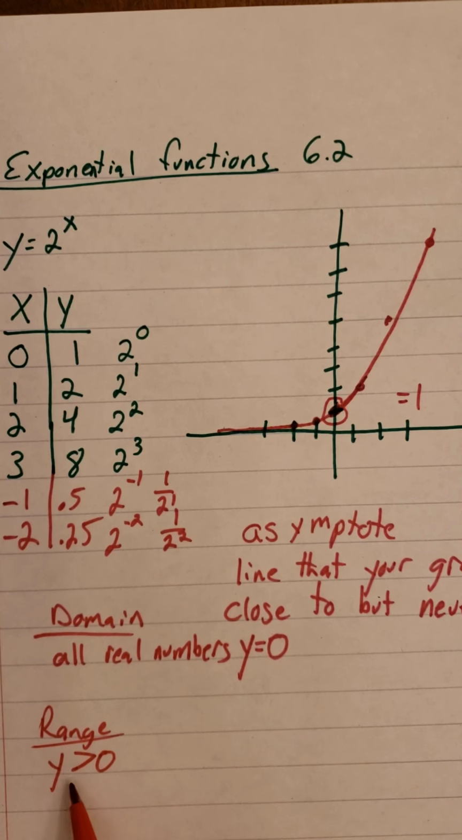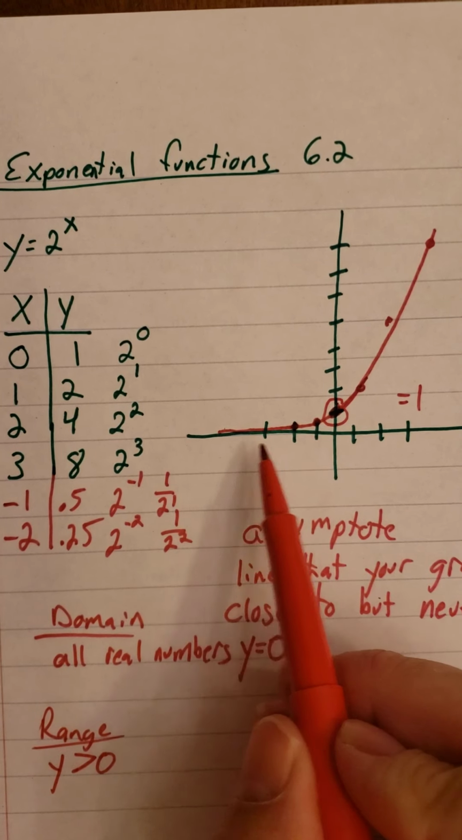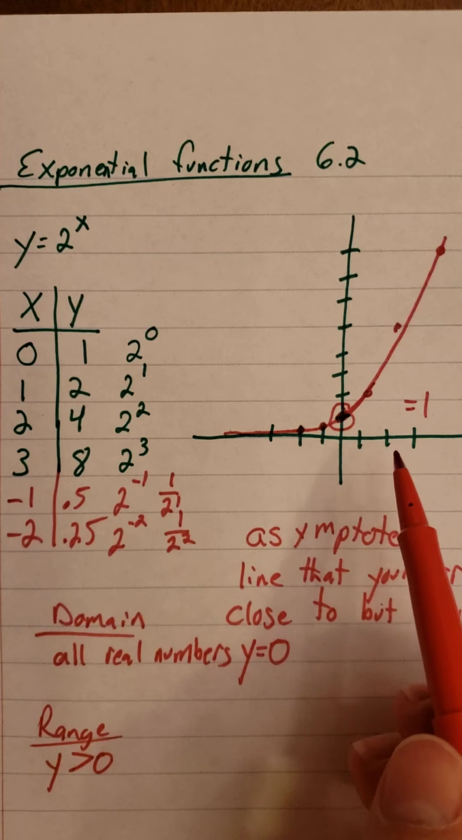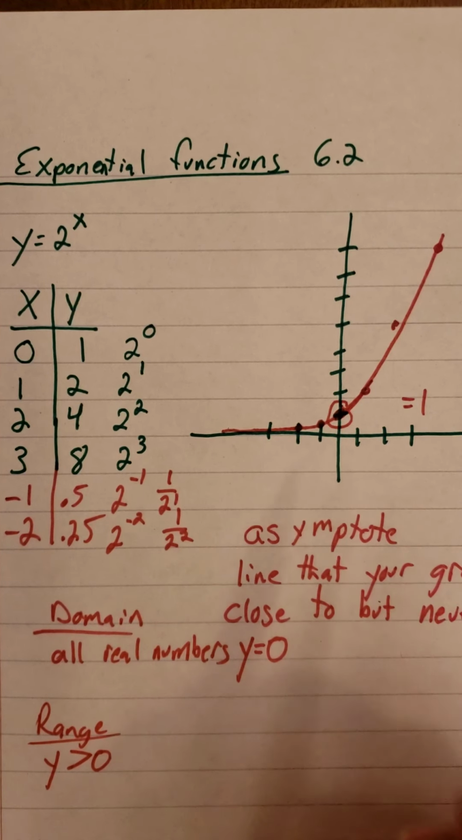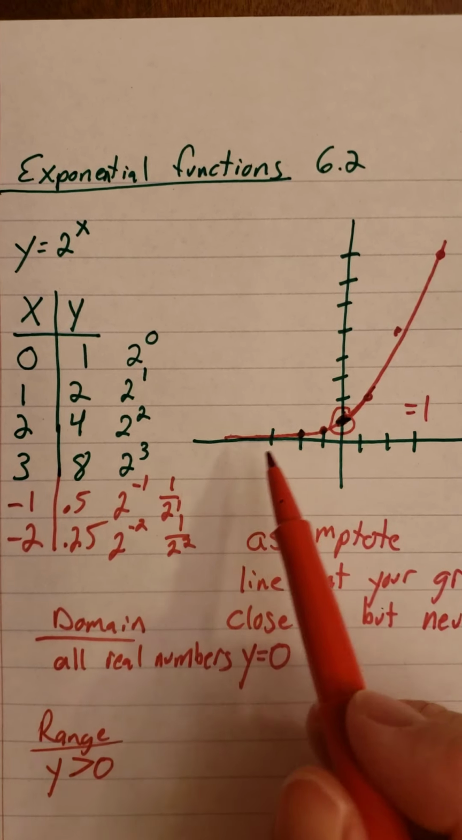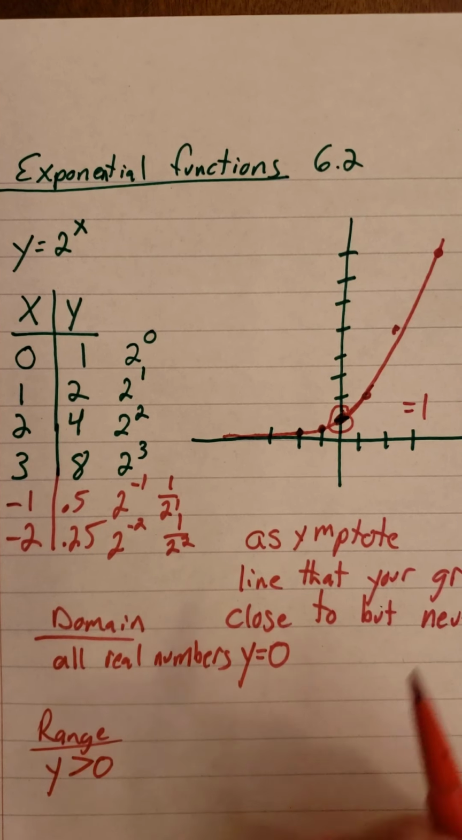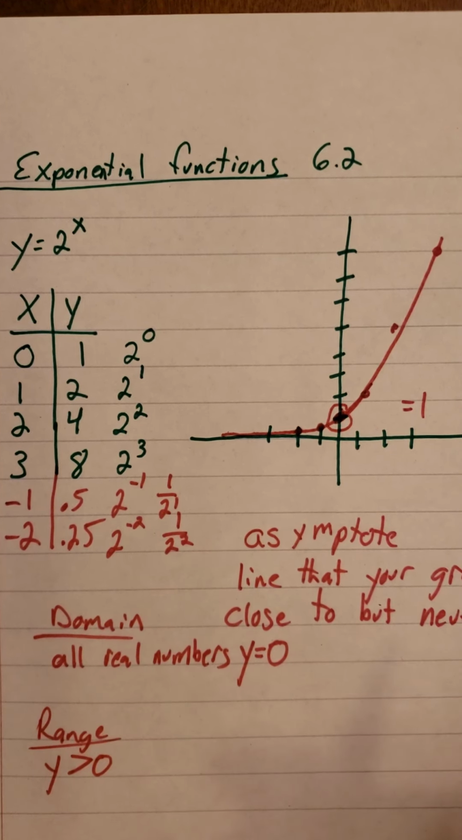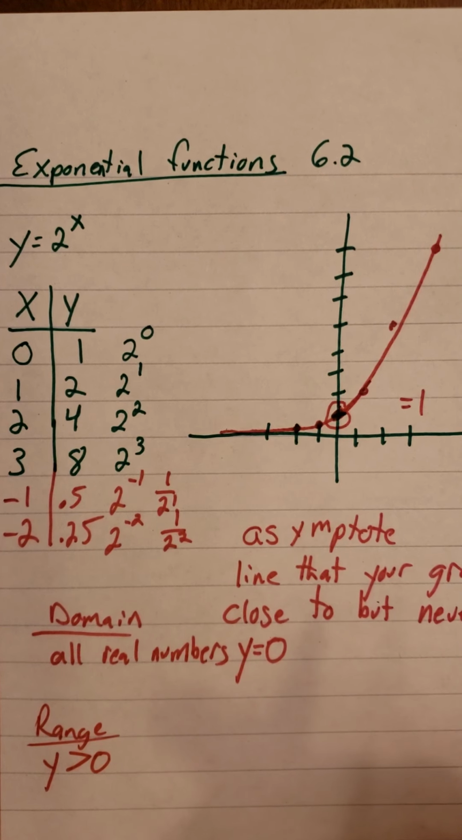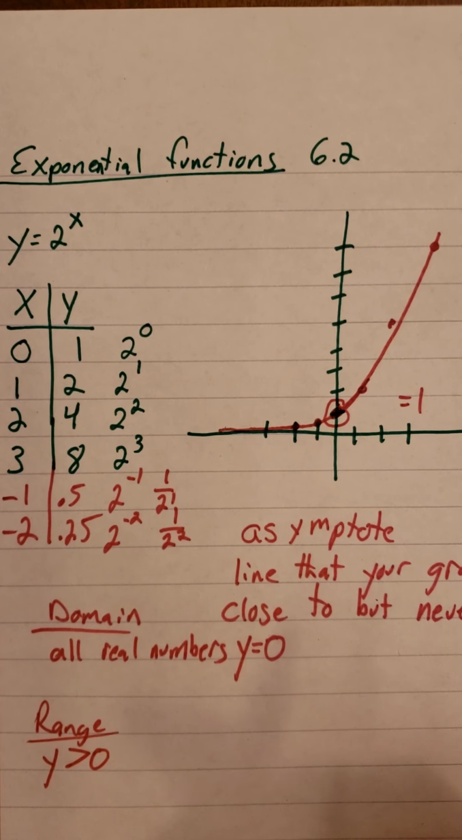And notice I didn't put an or equal to underneath it because this line right here of the x-axis, or y equals 0, is an asymptote. So it's not going to actually hit that. So we can't put the or equal to because it's not going to be equal to 0. It's always going to be bigger than 0 in this case. And this is the way you graph the exponential functions.